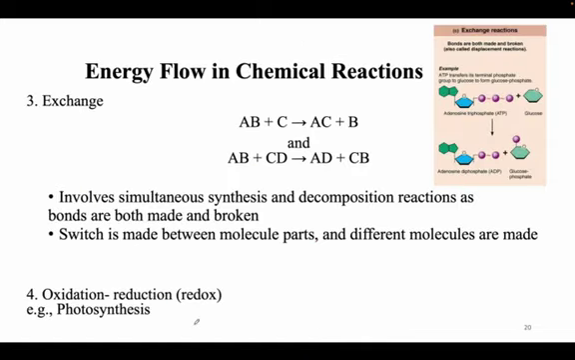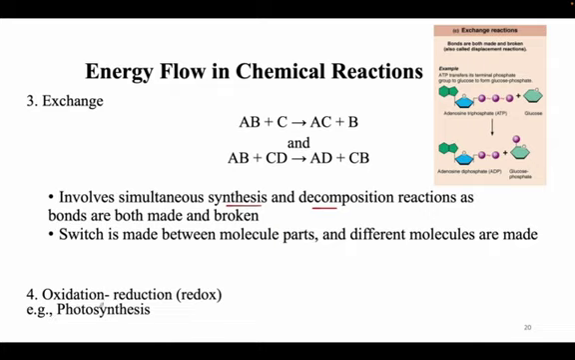The third type of chemical reaction is called exchange, where we simply exchange between molecule parts. Suppose AB and C react with each other, it can become AC and B. AB and CD can become AD and CB. Simply we're just exchanging the molecule parts. Here synthesis and decomposition both are part of the reaction.